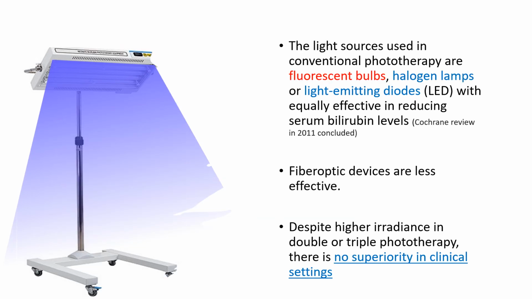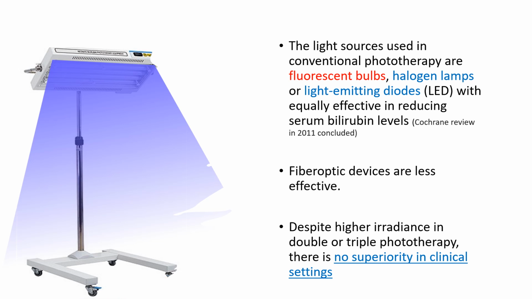There are different types of light. According to the Cochrane Review 2011, there is no difference in effectiveness in reducing serum bilirubin between LED light, halogen lamps, and fluorescent bulbs, although some articles reported that LED is more effective than the others. So there is some controversy. But what we know is that fiber optic devices are less effective. It's very important. And the last AAP guidelines recommend the LED light.